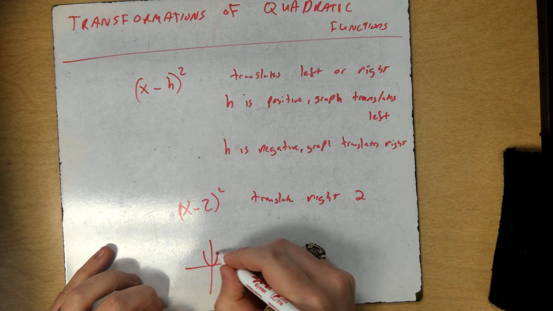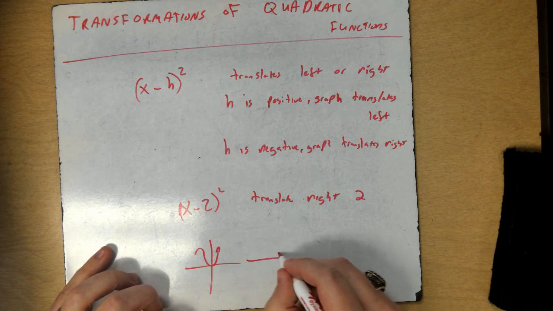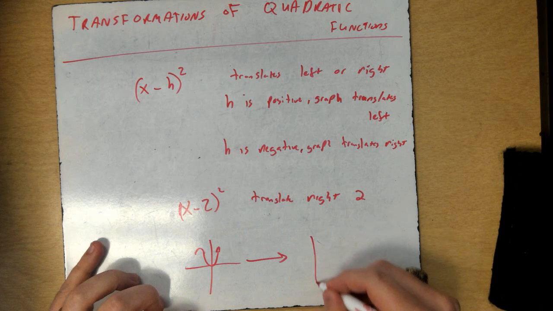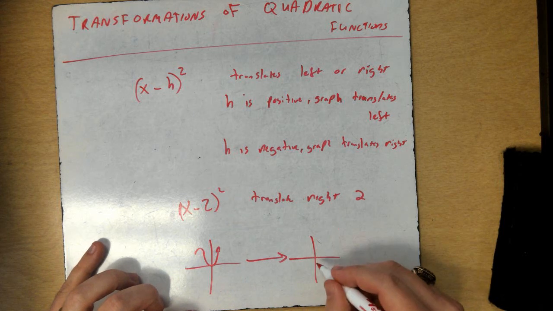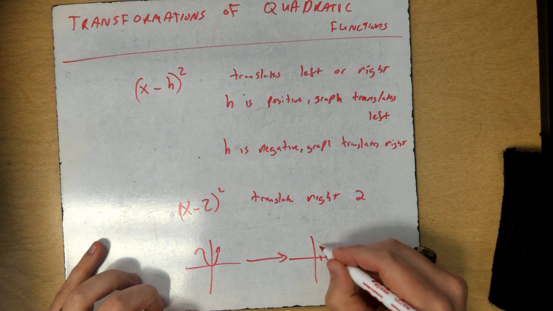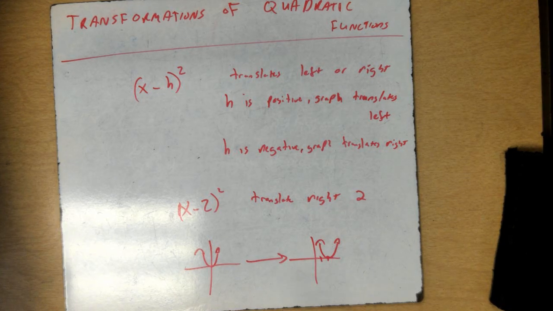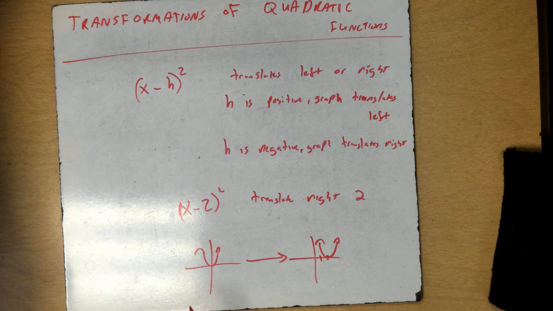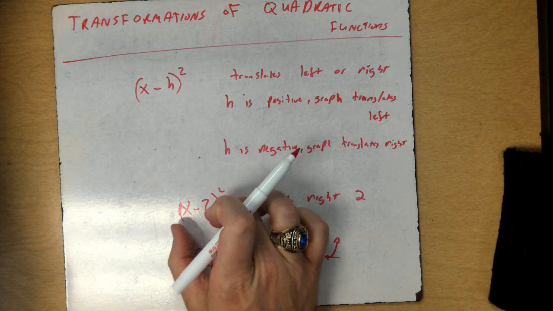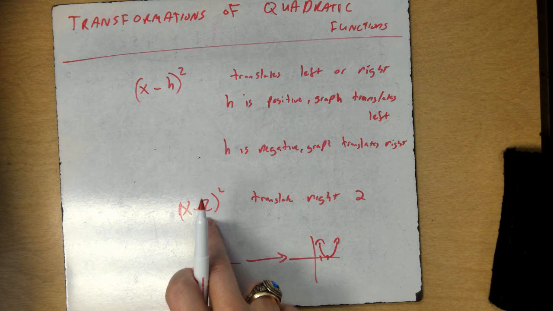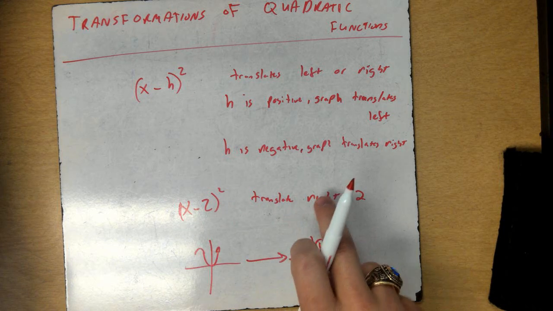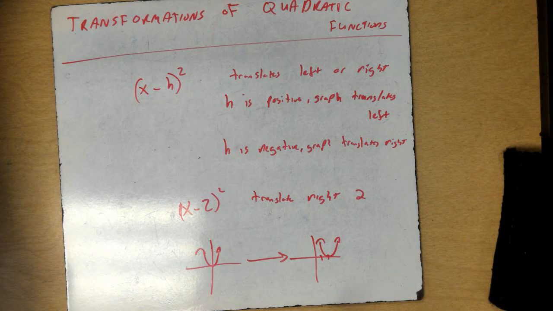Here's our parent graph, right? If we have this, now from here we're going to go to the right 2. So 1, 2, and we're going to do this. So it just went right 2. So that's how that works out. There's no up and down, right? In the parentheses, looking like this, it's a minus here. So we're going to go right 2.